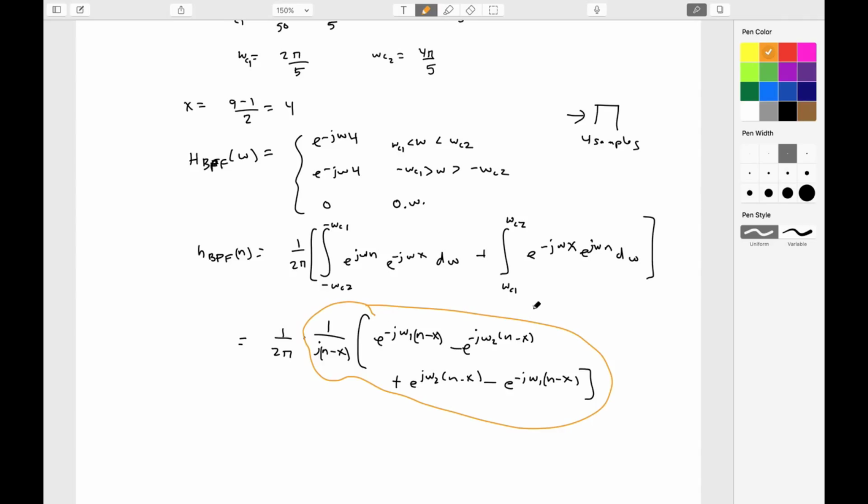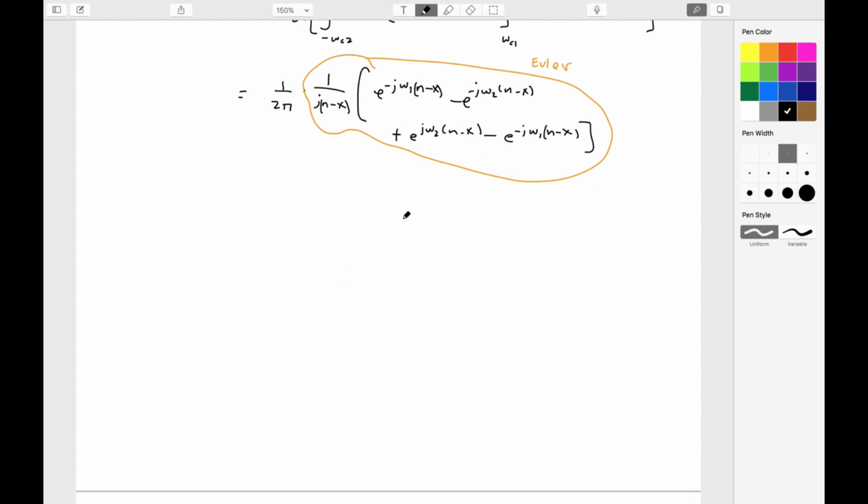Now, this whole thing here looks a little bit familiar. Using Euler's formula, I can see that I'm going to get some sinusoids. So as a result, I'm going to get 1 over pi times n minus 4, times sine of 4 pi over 5 times n minus 4, minus the sine of 2 pi over 5 times n minus 4. Now, this is a bit interesting because essentially what I've done is taken a set of familiar looking filters and subtracted them. And so that's actually quite interesting.